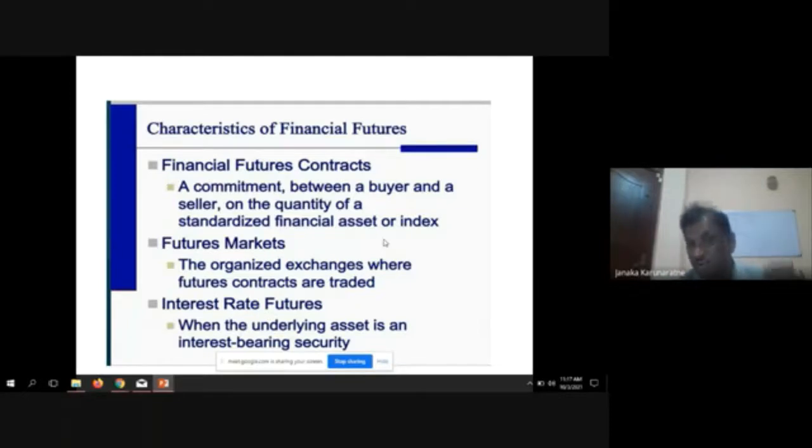Now, there are many futures markets: markets for goods, interest rate related instruments, and equity related instruments. But our focus is on interest rate futures, the futures related to interest rates. An interest rate future is an instrument where the underlying asset is an interest bearing security. So any asset related to interest will be called an interest rate future.